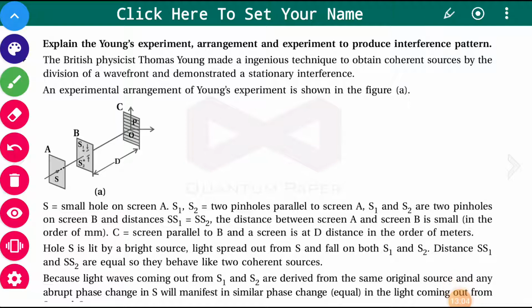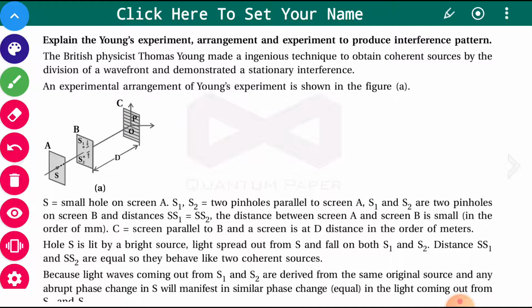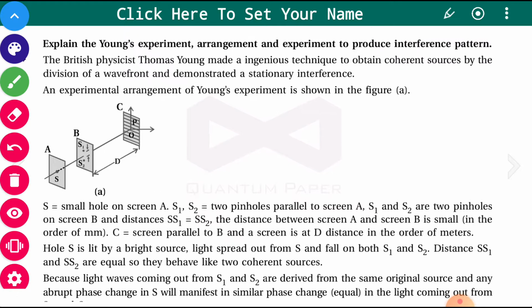Now there is Young's experiment. Explain the Young's experiment, arrangement and experiment to produce the interference pattern. Now see, this British physicist Thomas Young made an ingenious technique to obtain the coherent sources. How did he produce the coherent sources? By the division of wavefront, and demonstrated the stationary interference. So this is the scientist who produced the coherent sources.